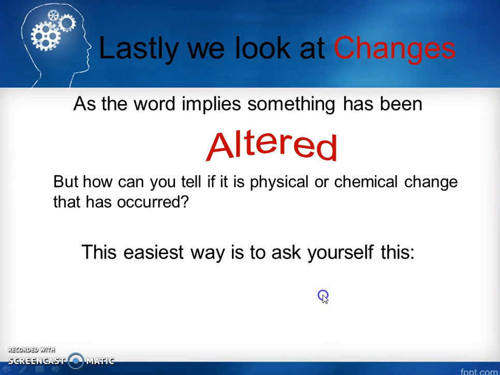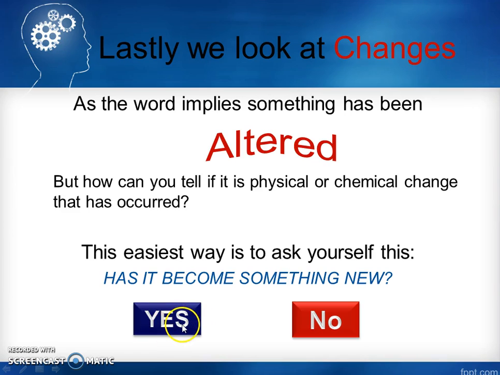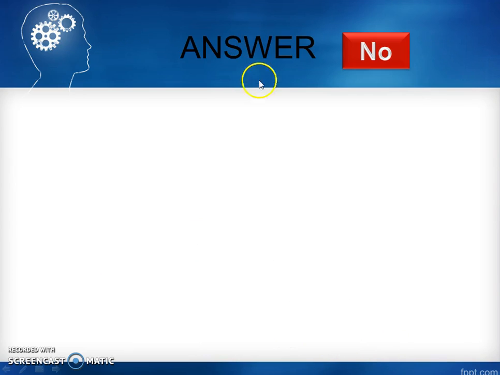To do that, you need to ask yourself a question: has it become something new? If you have a new product, if you say yes, then you have, you guessed it, a chemical change. If you said no, it's still the same thing, it just looks different, then you just have a physical change. So if the answer is no, we said that was physical.